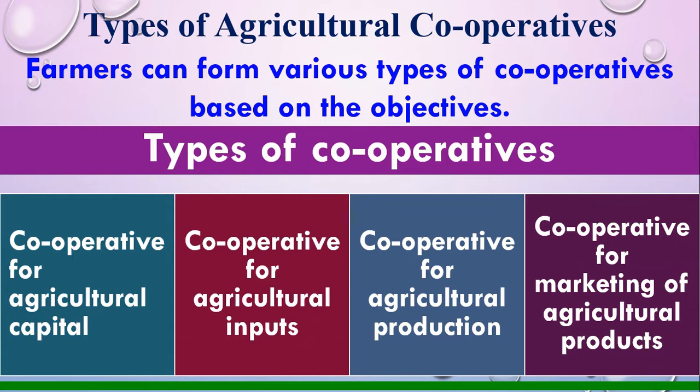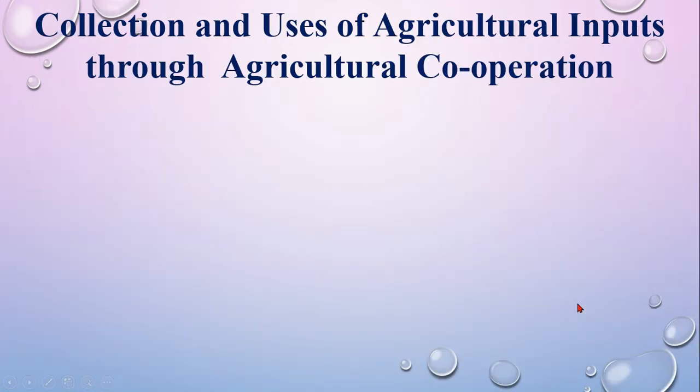Even there are some more agriculture cooperatives, which are seed cooperative, fertilizer cooperative, then irrigation facilities cooperative, this type of cooperative. I told you before as well, there are not specific types of agriculture cooperatives. It depends. If you see the line here, I can say farmers can form various types of cooperative based on their objectives. So remember this is not the fixed types of agriculture cooperative.